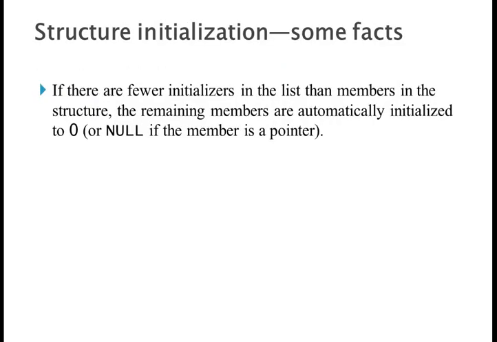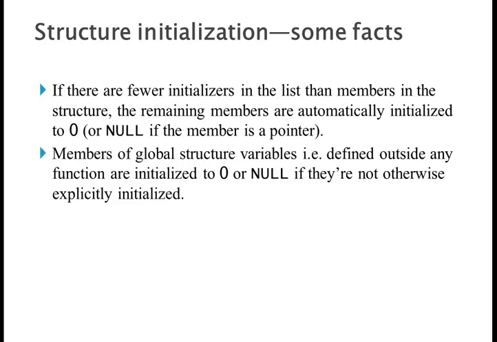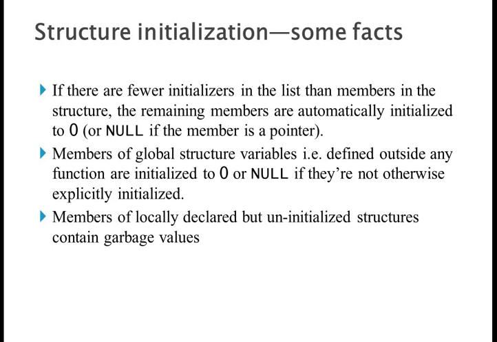Okay, now structure initialization facts. If there are fewer initializers in the list than members in the structure, the remaining members are automatically initialized to 0, or NULL if the member is a pointer. Members of a global structure variable defined outside any function are initialized to 0, or NULL, if they are not otherwise explicitly initialized. Members of a locally declared but uninitialized structure contain garbage values.